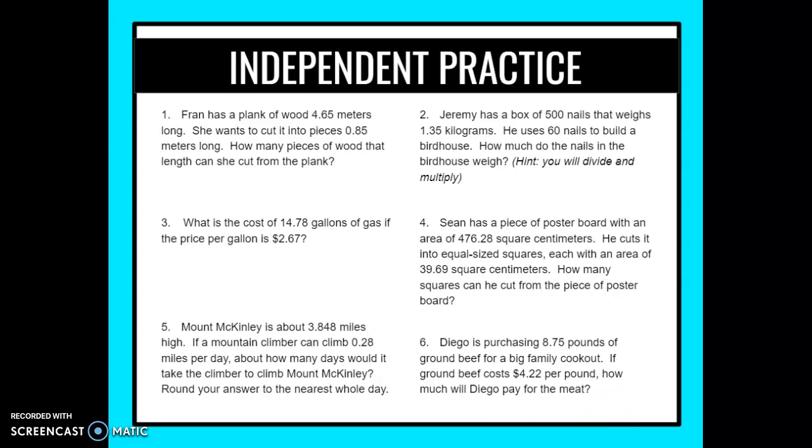So for the first problem, Fran has a plank of wood that's 4.65 meters long. She wants to cut it into 85 hundredths of a meter long pieces. How many pieces of wood that length can she cut from the plank? So we've got to figure out what operation to do here. We have a total length, and then we're dividing it into pieces. So that tells me that we are going to take 4.65 and divide it by 0.85. Okay, we can use a calculator for this section.